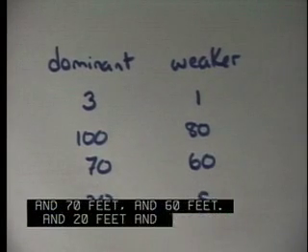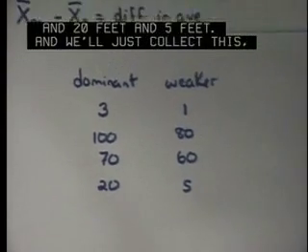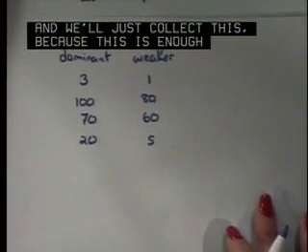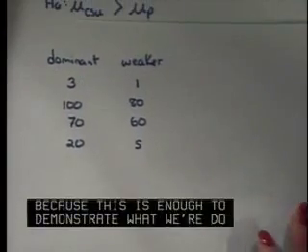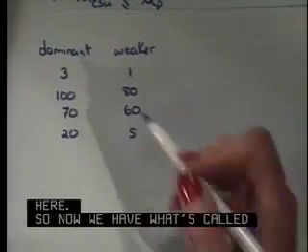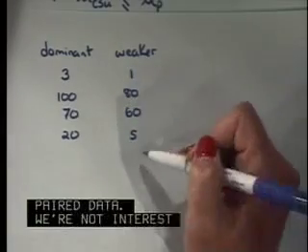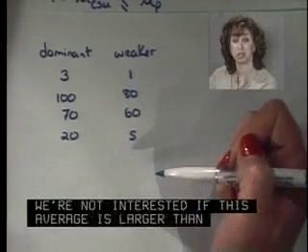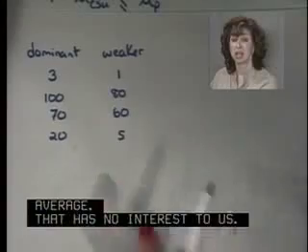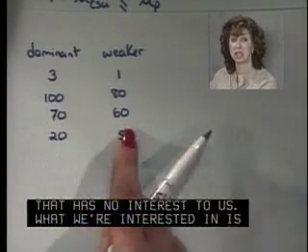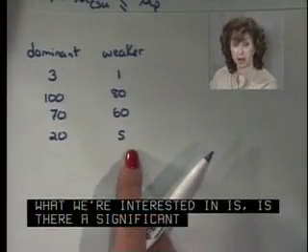And we'll just collect this because this is enough to demonstrate what we're doing here. So now we have what's called paired data. We're not interested if this average is larger than that average. That has no interest to us. What we're interested in is, is there a significant difference within the pairs?